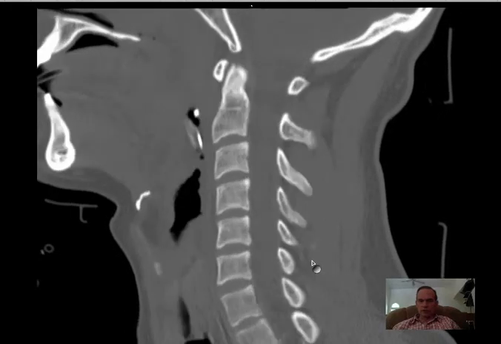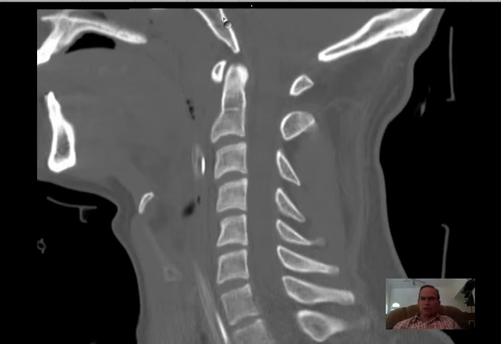Looking at the rest of the cervical spine, the vertebrae are well aligned. Here you see the foramen magnum. This is the occiput here. And here you can see the C1 and C2 articulation.